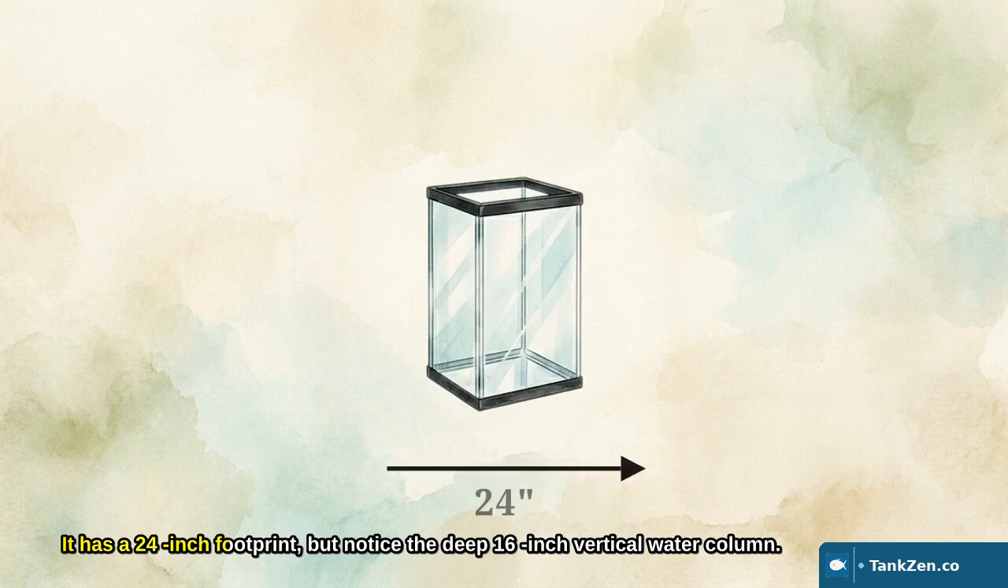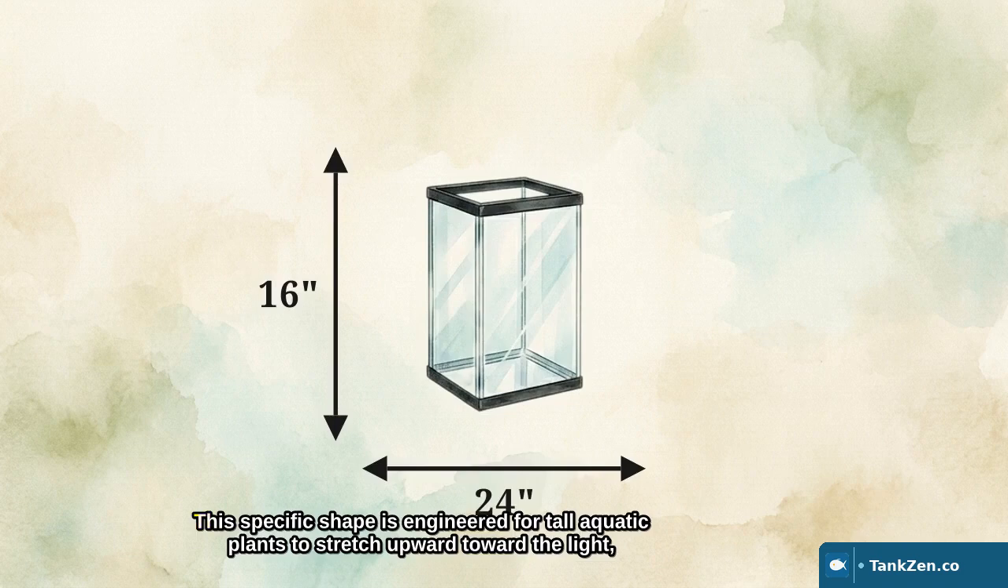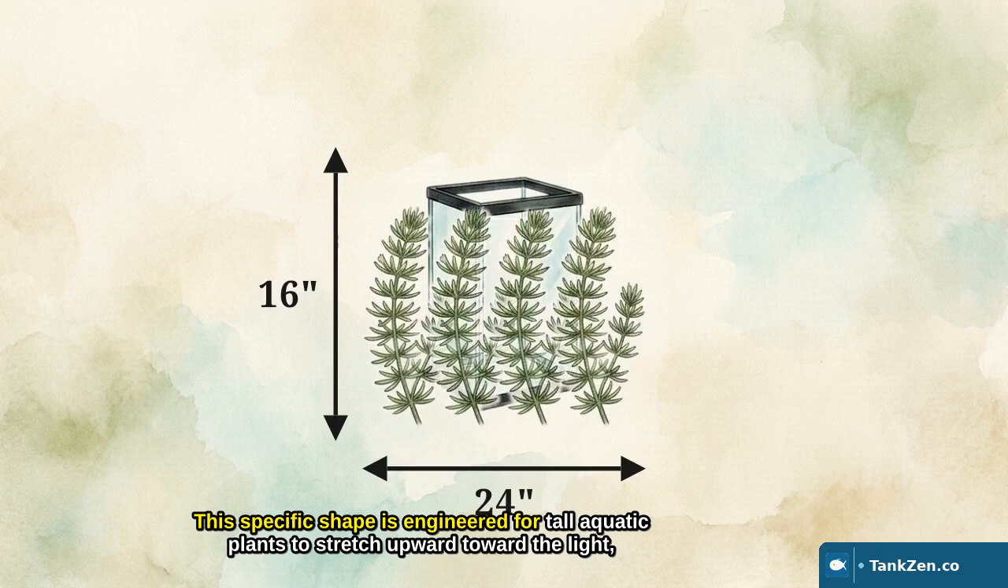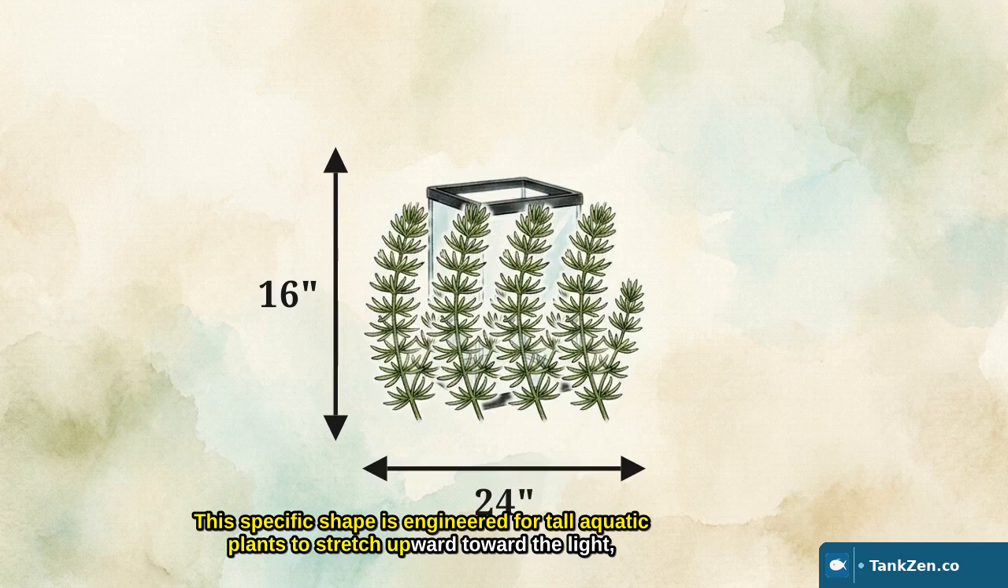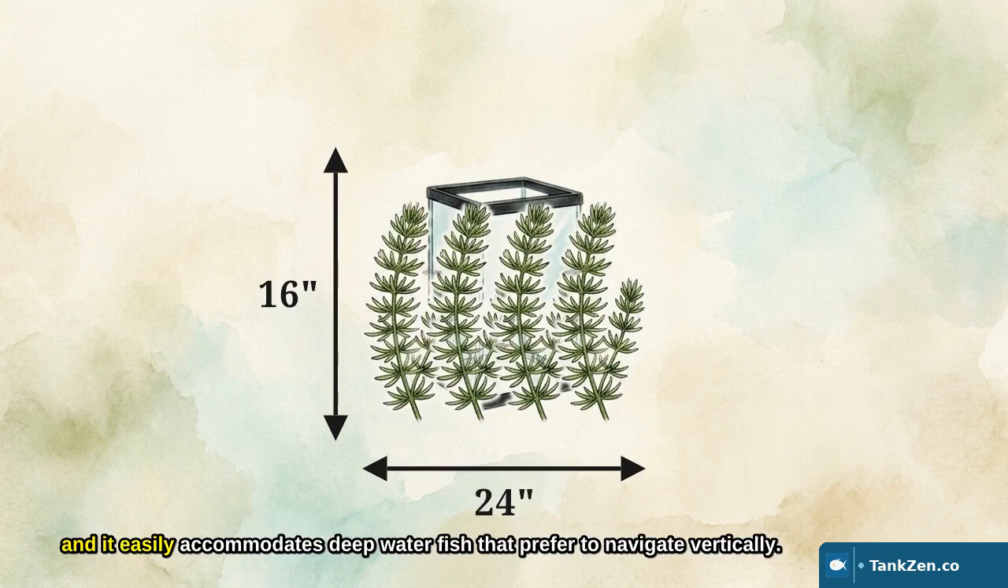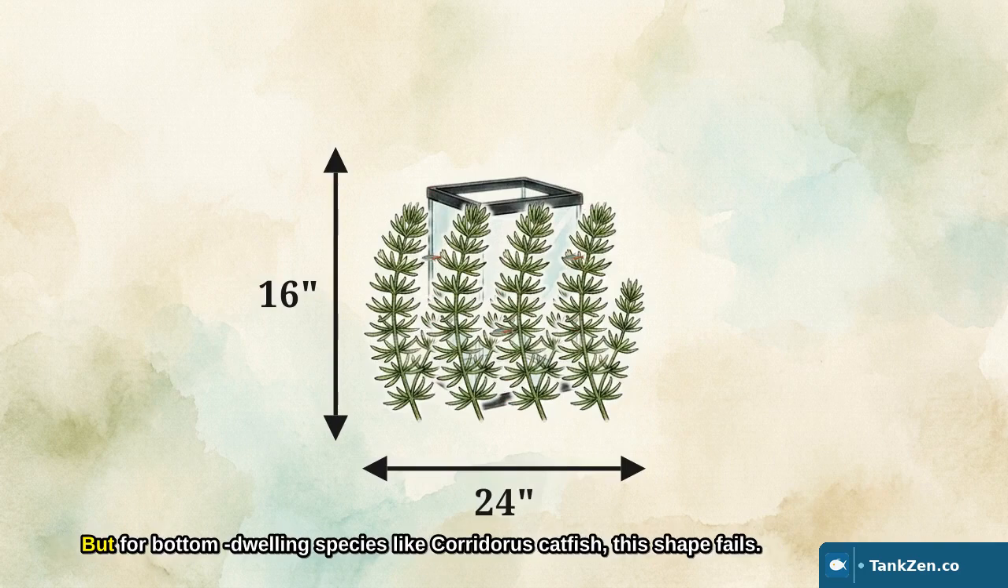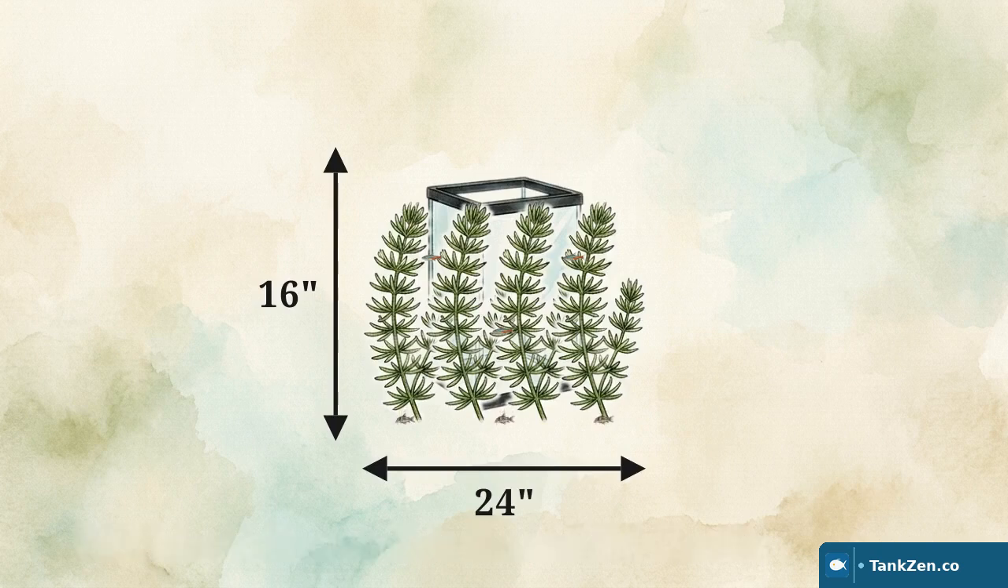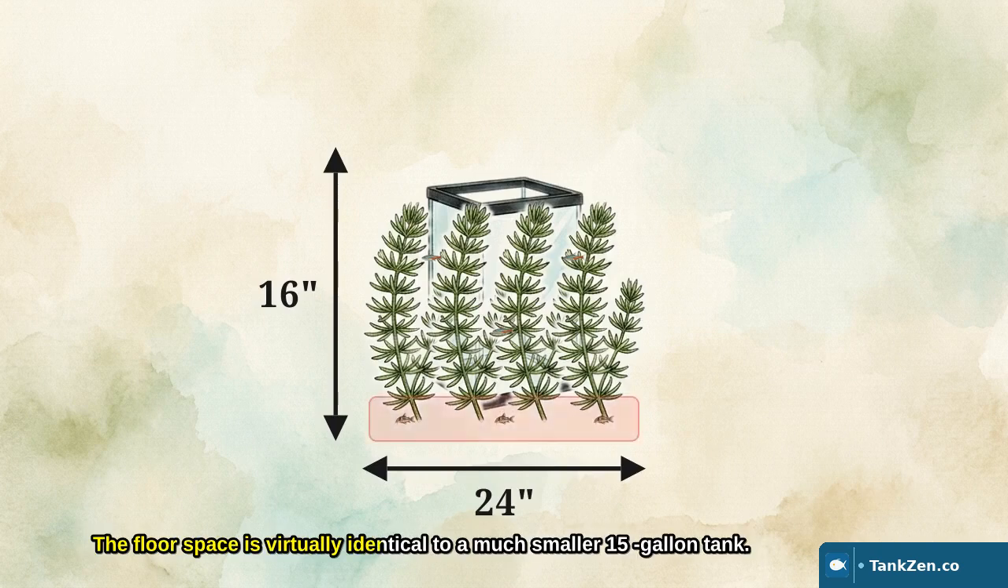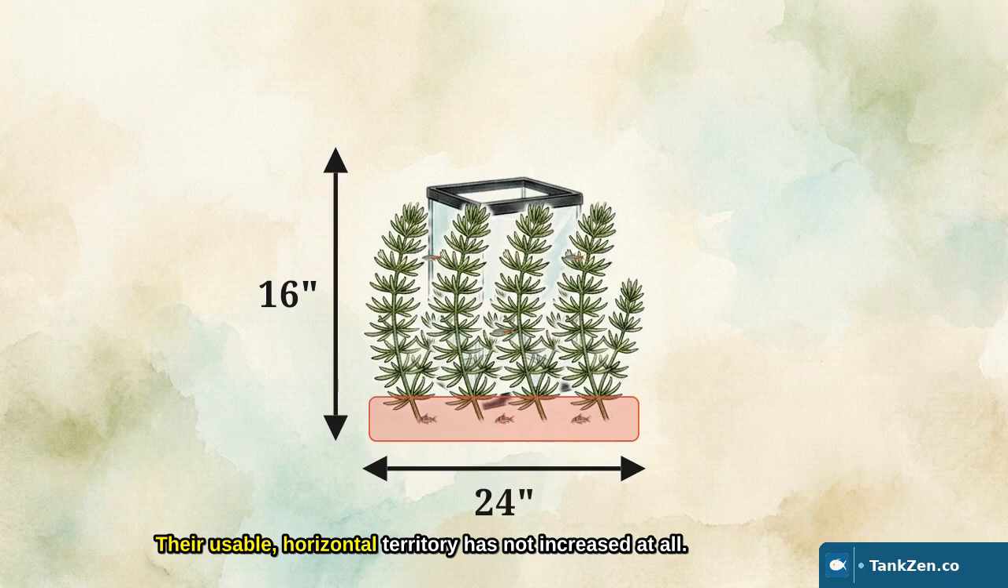It has a 24-inch footprint, but notice the deep 16-inch vertical water column. This specific shape is engineered for tall aquatic plants to stretch upward toward the light, and it easily accommodates deep water fish that prefer to navigate vertically. But for bottom-dwelling species like Corydoras catfish, this shape fails. The floor space is virtually identical to a much smaller 15-gallon tank. Their usable horizontal territory has not increased at all.